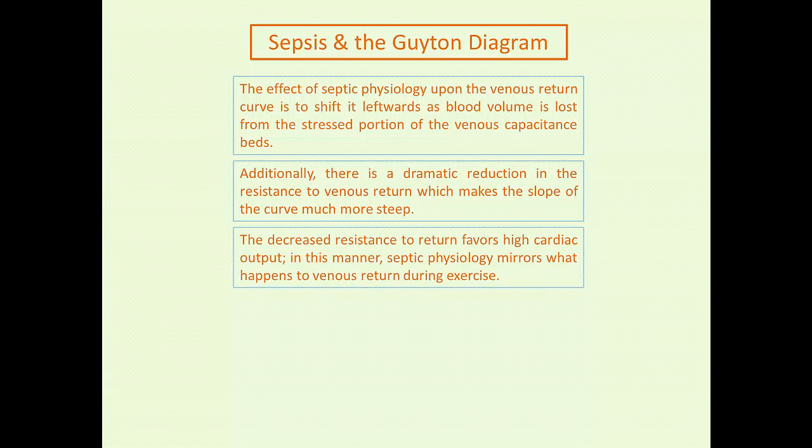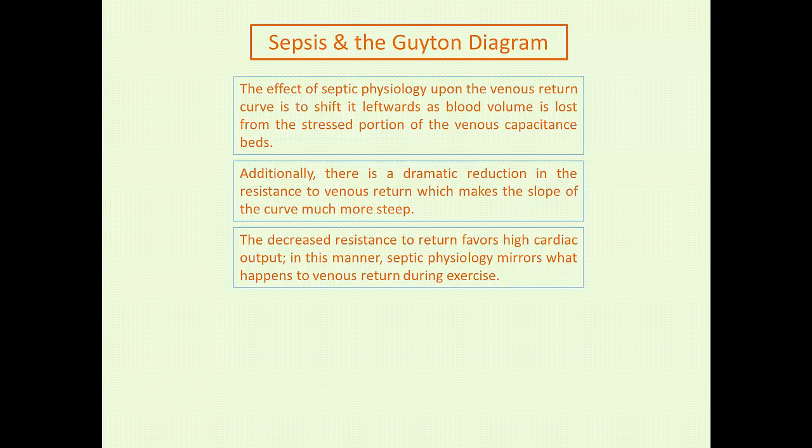And it tends to favor a high cardiac output. You can imagine as you have more venous return, as long as your cardiac function is adequate, you'd be able to augment your forward flow. And so it's kind of similar to what happens when you go out and exercise.